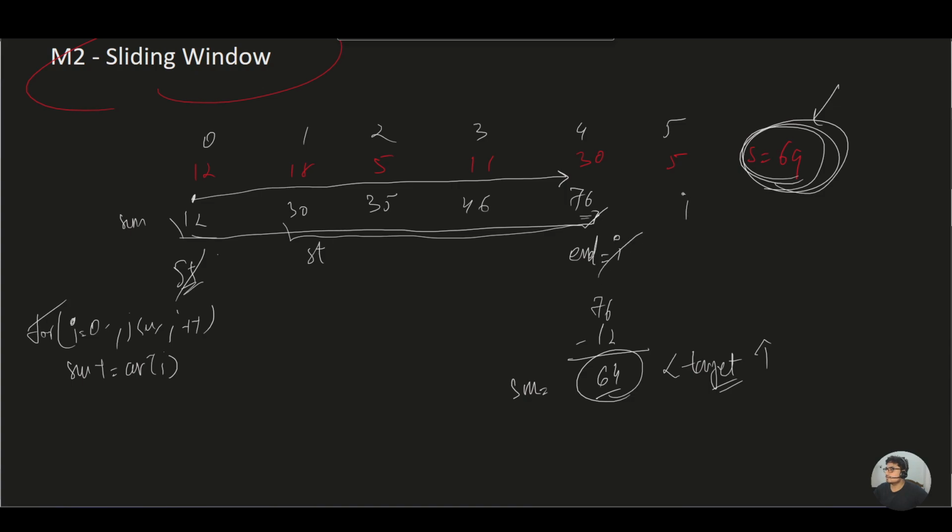So I will come here and my current sum is 64. 64 plus 5, which will give you 69, right? So you will just return start plus 1 and you will return i plus 1. That would be it, right?